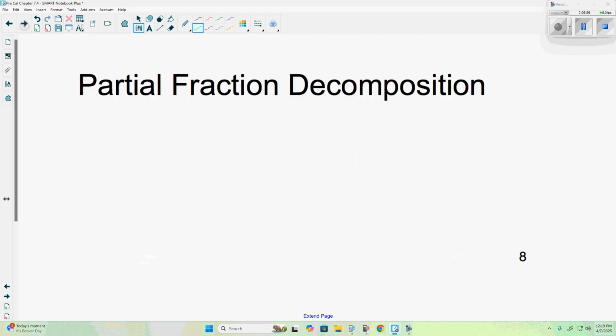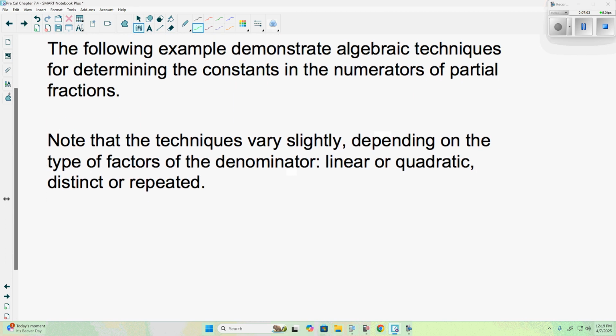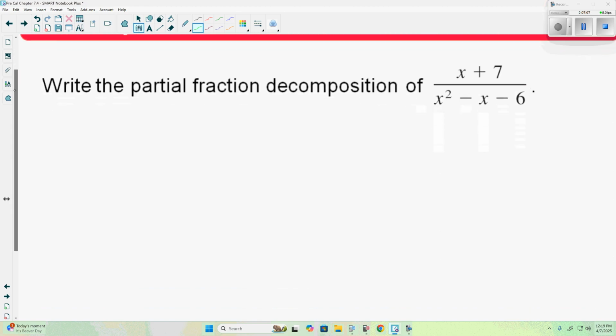And simplify from there. So the following example, we're going to look at this here. We want to write the partial fraction decomposition of x plus 7 over x squared minus x minus 6. Okay. First thing we need to do is factor the denominator.